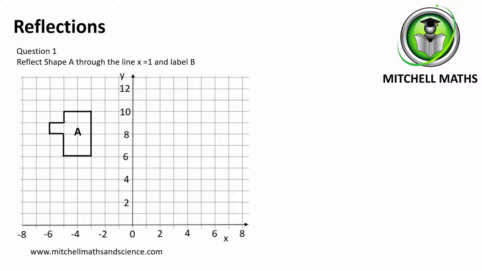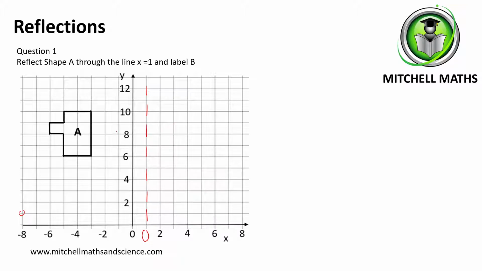Right, so the first question is, reflect shape A through the line x equals 1. The first thing you're going to probably want to do is draw the line x equals 1. If you're going to draw an x equals line, it's always going to be vertical, because anywhere on this vertical line, x is equivalent to the value of 1. If it had been y equals 1, you would have drawn a horizontal line starting here and going across.